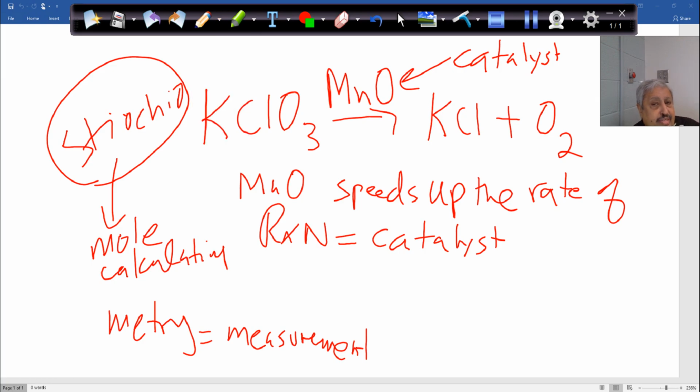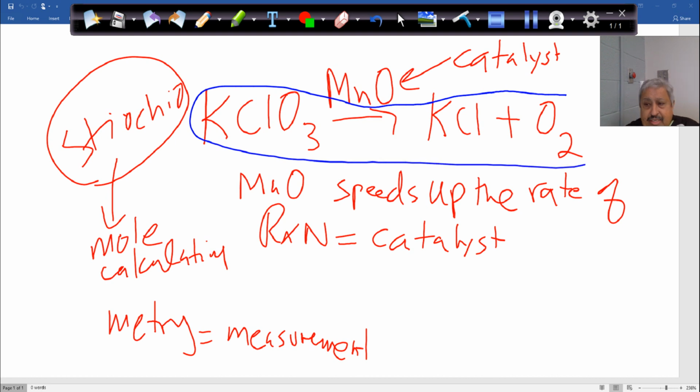This decomposition equation is not balanced. As I said, don't balance the catalyst. The catalyst is not part of the reaction; it speeds up the reaction. So how can we balance it? Well, this one is 3, correct? And this one is 2. Potassium is balanced. Chlorine is balanced. However, oxygen is not.